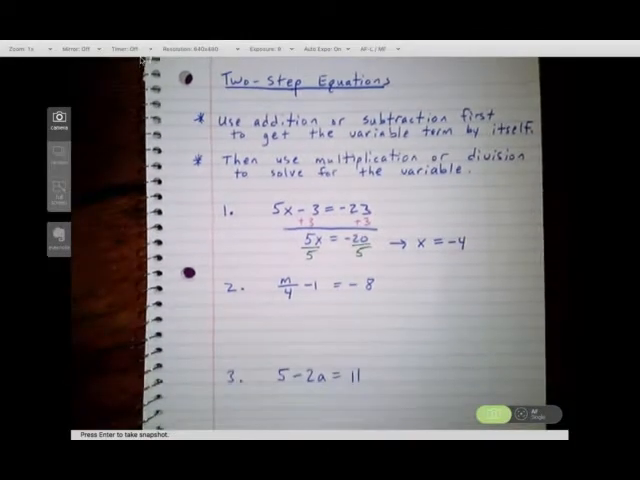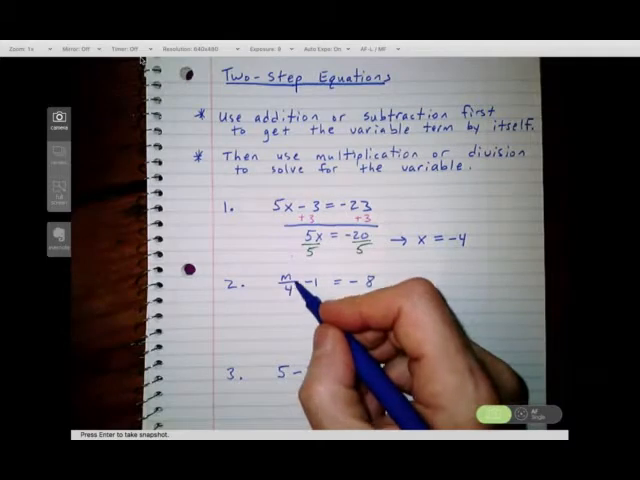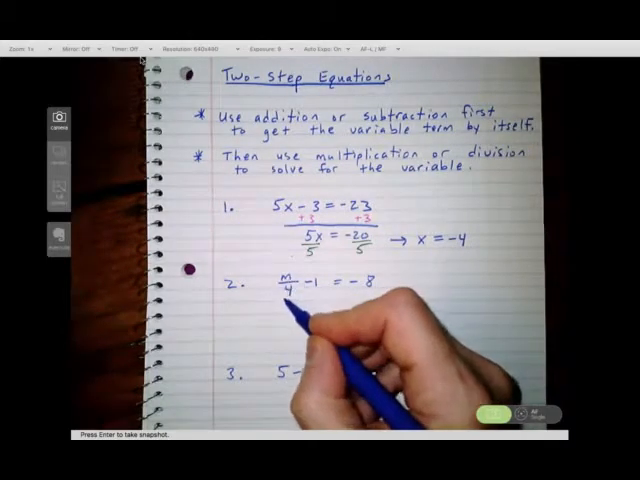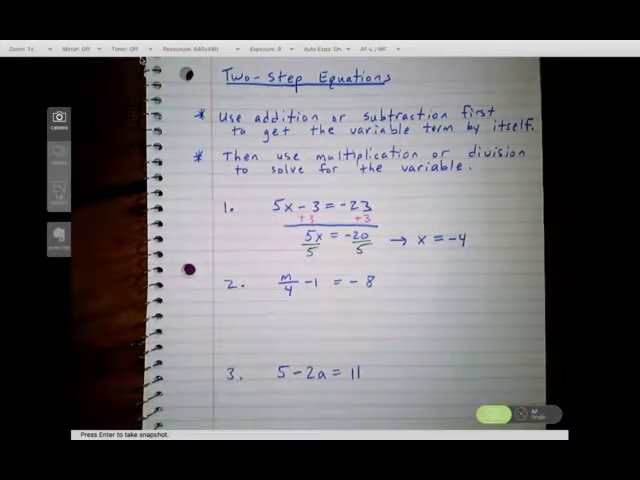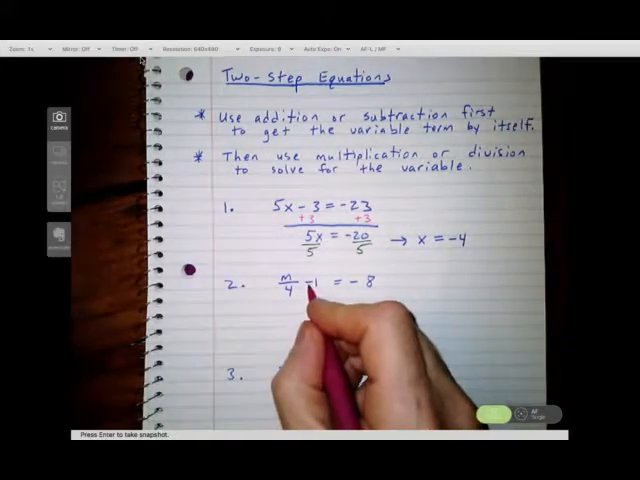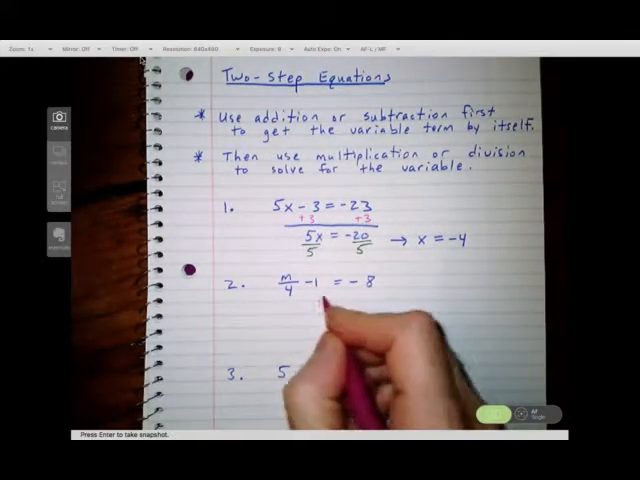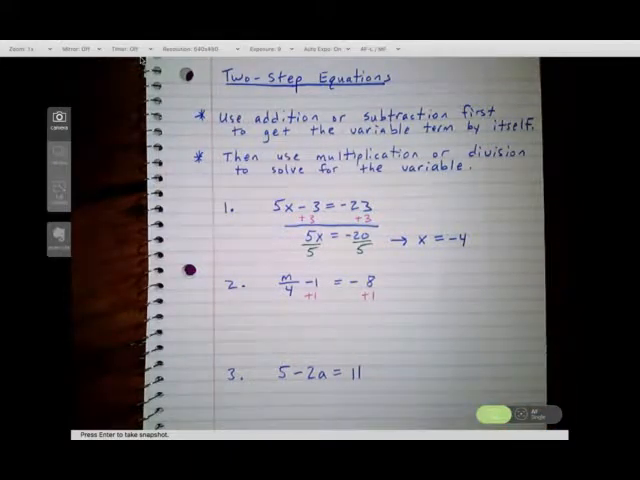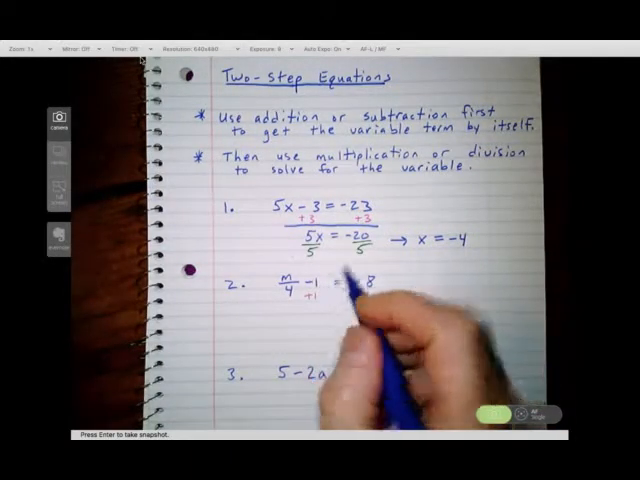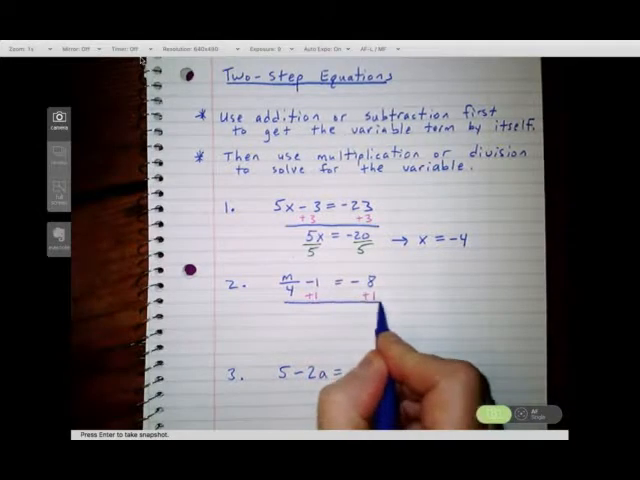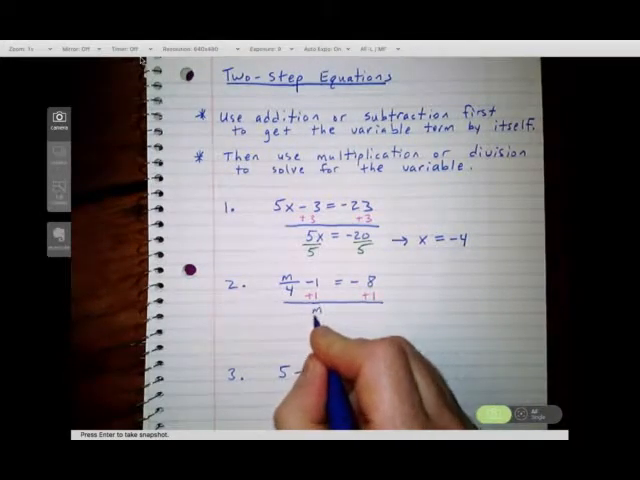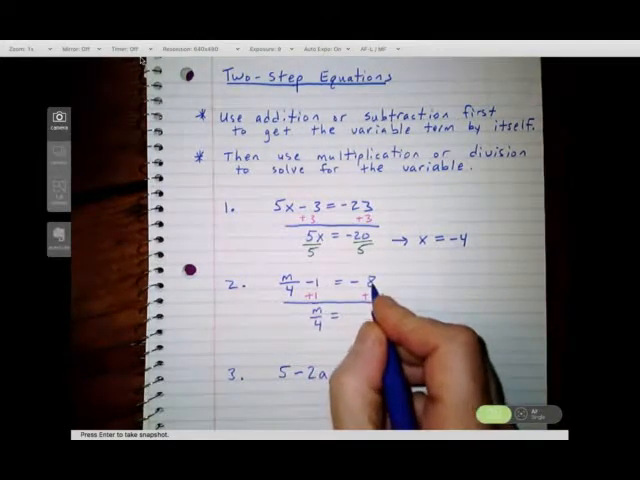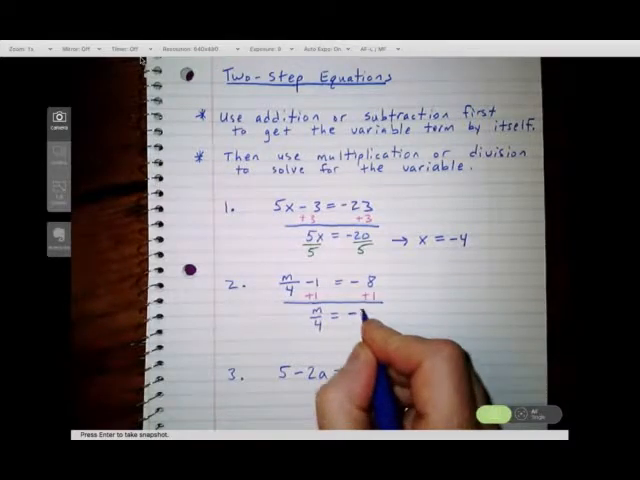Okay, let's look at another one here. Pretty much the same thing, except you'll notice this is division instead of multiplying, but we're going to go about it the same way. So first, in order to get rid of subtracting 1, I'm going to add 1 to both sides. Okay, again, that makes a 0. Negative 1 plus 1 is nothing. So what I'm left with over here is m over 4 equals negative 8 plus 1 is negative 7.